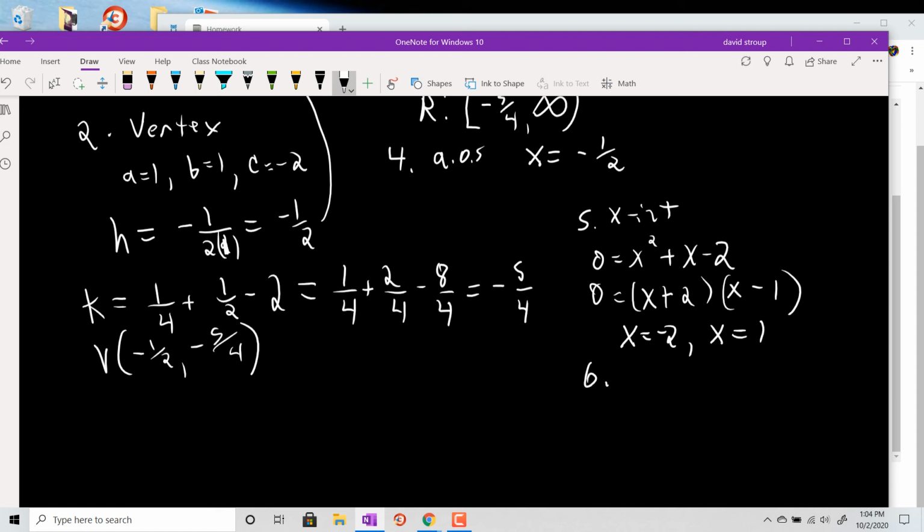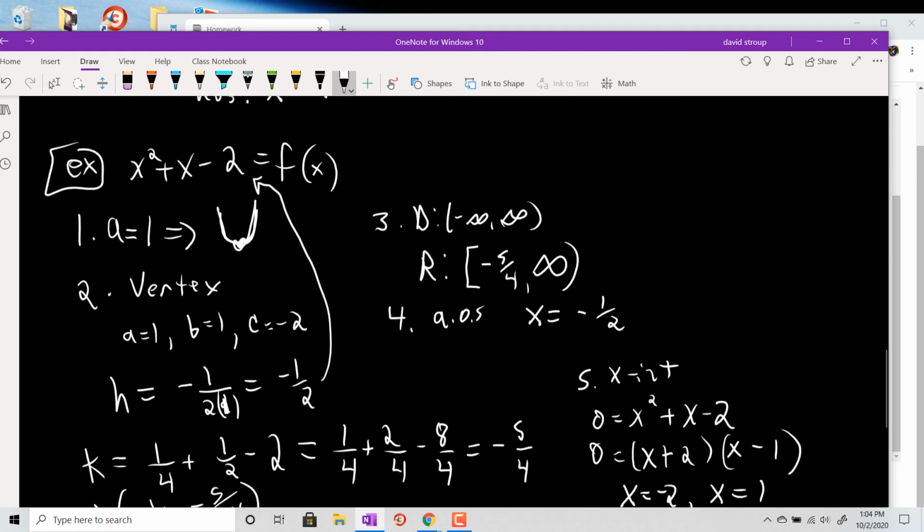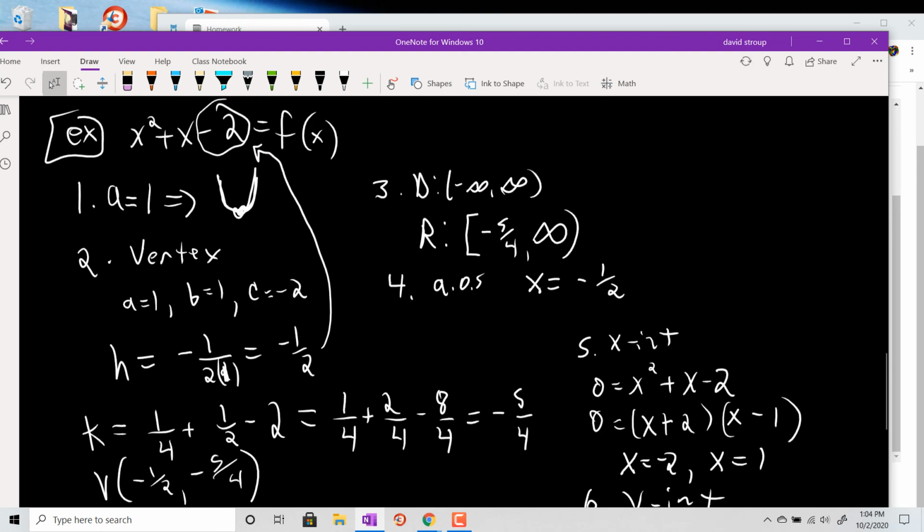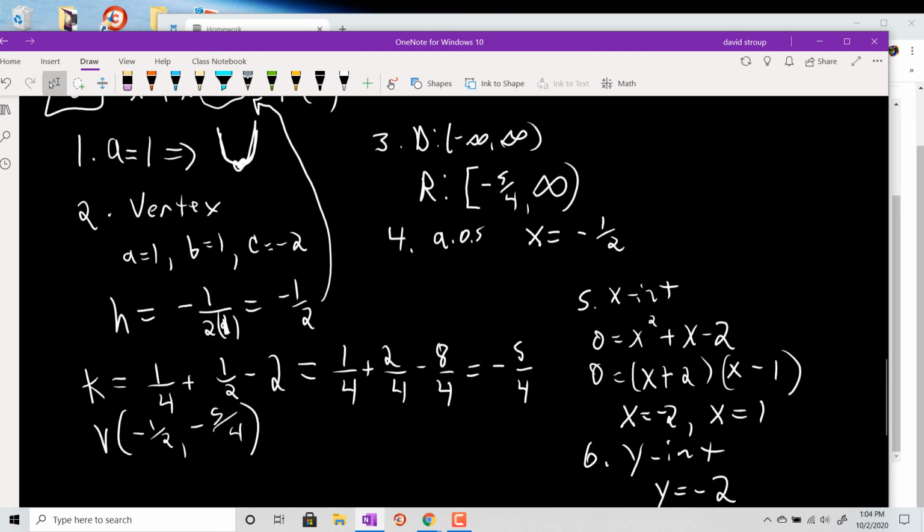And then finally, the y-intercept, that's easier. You can literally read off the last entry on the quadratic. The y-intercept is -2. Or you just let x equal 0, and you get y is -2. Okay, and then we have to graph the thing. So let's just see what we have to do in WebAssign here.